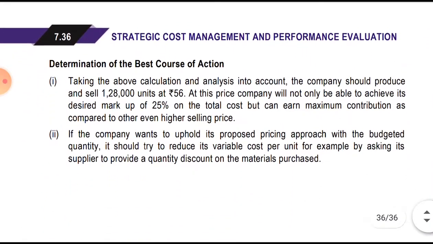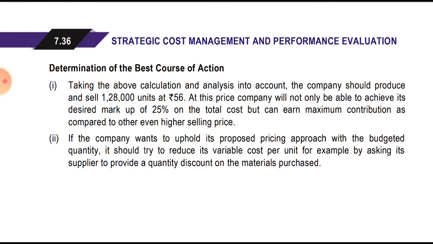And if the company wants to stick to the budget, that is if the company wants to produce 2 lakh units, then what they have to do is try to reduce the cost. So if the company wants to uphold its proposed pricing approach with the budgeted quantity, it should try to reduce its variable unit cost, for example by asking the supplier to provide a quantity discount on the material purchase. So they can do this by asking for the discount for reduction in the variable cost, so that the profit is increased.